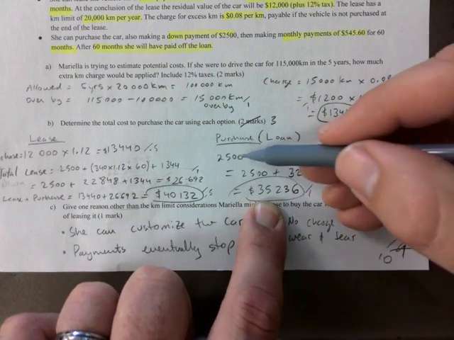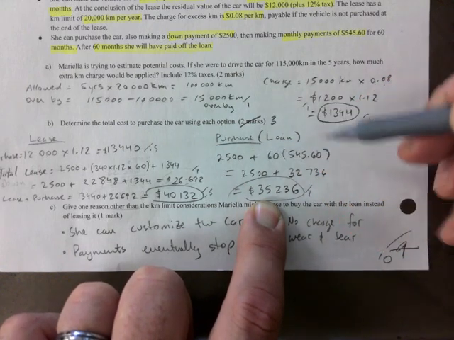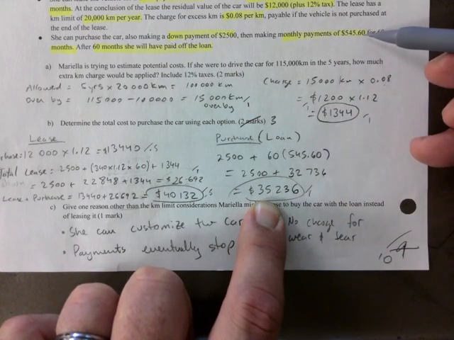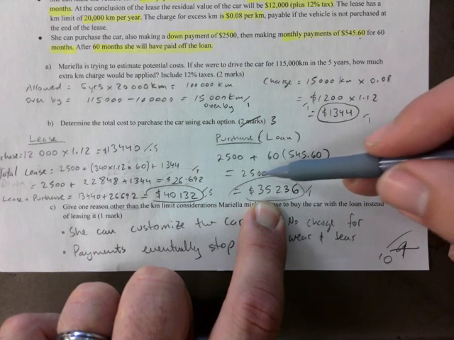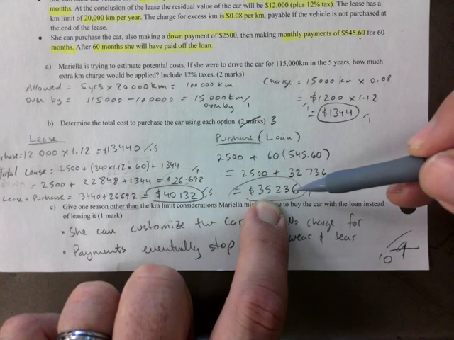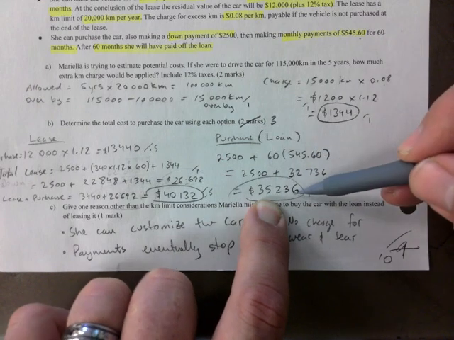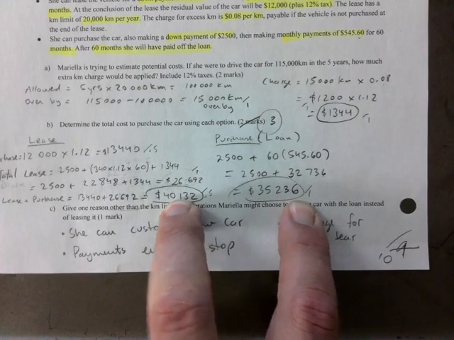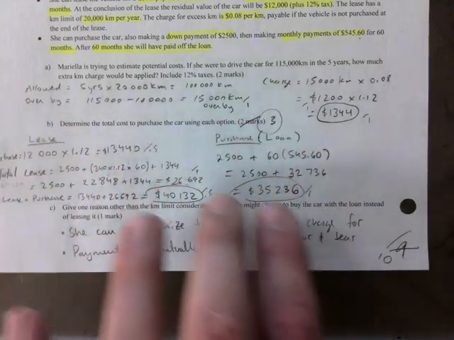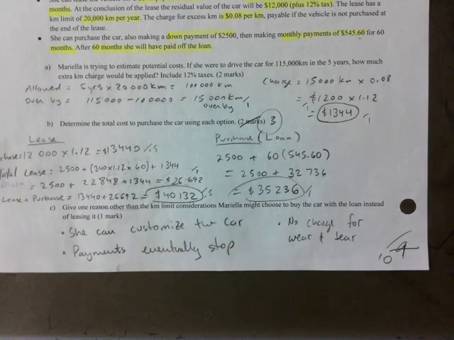So you take your down payment and add 60 payments of 545.60. That's right here, for 60 months. And so I add those two. So this is how much you really paid at the end of the loan. So I made it worth 3 marks altogether, 2 for the lease, 1 for the loan.